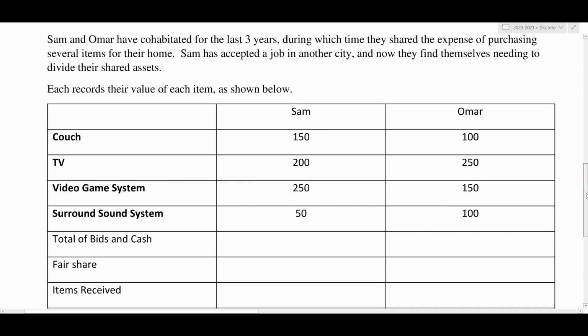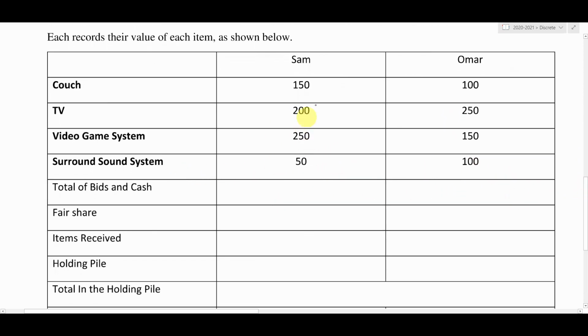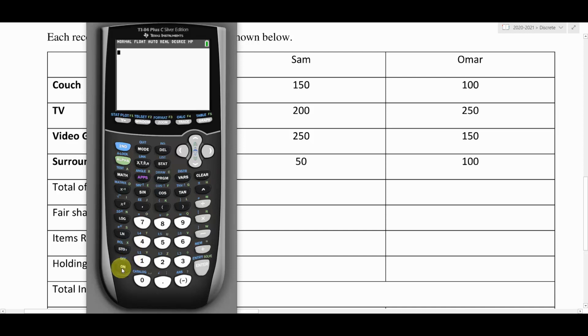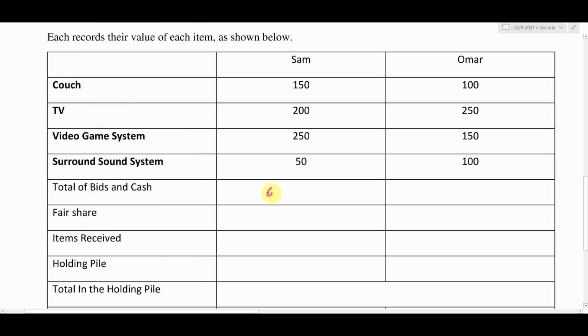Then we're going to march forward with the next step, which is we total up the bids for each person, and then we divide that by the number of people we're dividing amongst to get a fair share. So I'd get my calculator out and I would start totaling this up. We got 150 plus 200 plus 250, I'm getting all of Sam's bids here, plus 50. So the total value of all the items for Sam is $650.